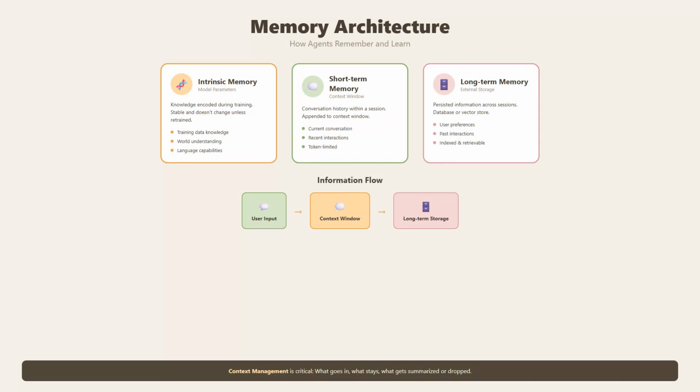Context management is one of the most active areas of research in agentic systems. What information goes in, what stays, what gets summarized or compressed. Getting this right is critical to building agents that feel intelligent and helpful.